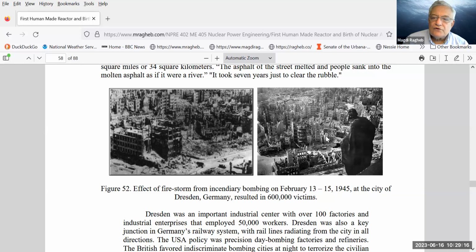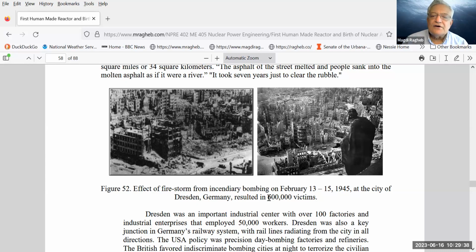This is a picture of what happened in Germany at Dresden. So that fire bombing resulted in much more than the victims in Japan. That was in 1945, February. It wasn't August, but February 1945. That resulted in 600,000 victims.